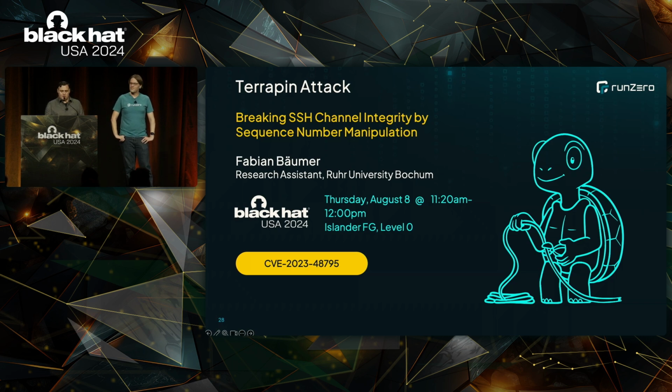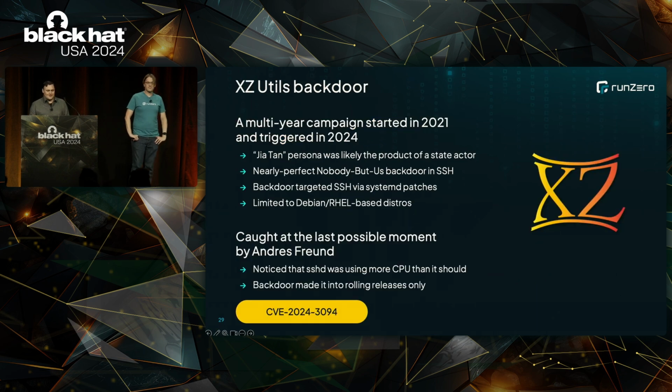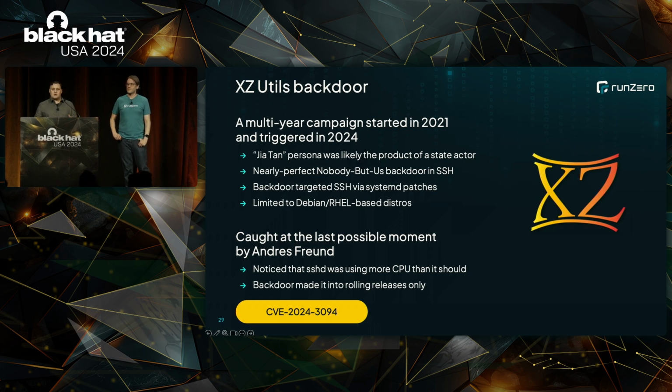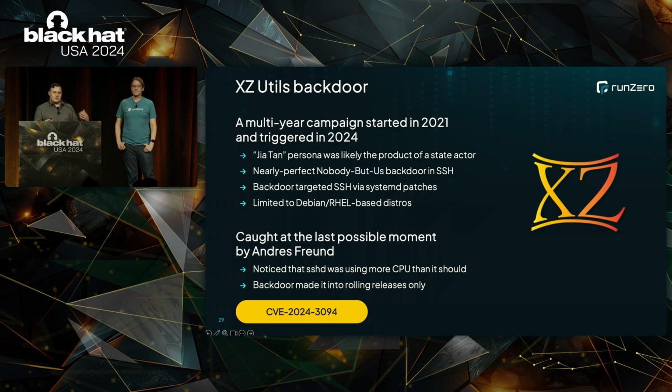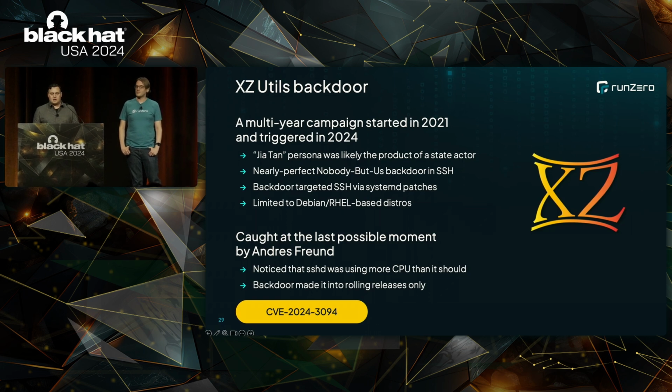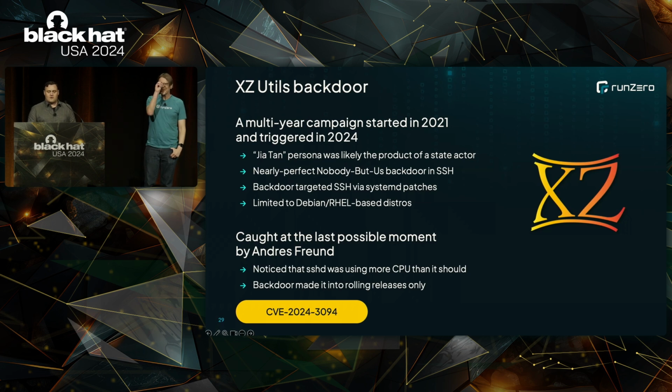This has really been a banner year for SSH in general in terms of being an exciting year to operate SSH. We're probably all very familiar with the XZ Utils backdoor, how this multi-year campaign backdoored OpenSSH through the systemd patches of RHEL and Debian, and it was a really neat backdoor because it was a nobody-but-us backdoor. It was tied to the attacker's specific key. And it was caught at the very last minute by Andres Freund, who noticed that SSH was using slightly more CPU than it should have, and that unraveled the whole thing before it made it out to the stable distributions, but it did ship into the rolling distributions. So definitely exciting times in SSH.